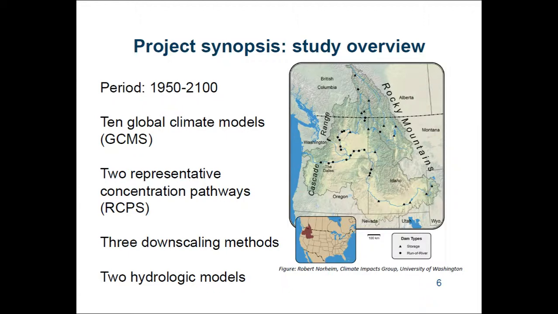And so what we'll be doing is running from the period 1950 through 2100 and running a lot of different permutations of these methodological choices. We'll be looking at 10 different global climate models from 2 representative concentration pathways, and that output will be downscaled from the coarse GCM scale to the scale of the hydrologic model, which is 1/16th degree, about 5 kilometers on a side, using 3 different downscaling methods, and then running that through 2 different hydrologic models. So you start to see that we end up having a lot of different permutations of scenarios.